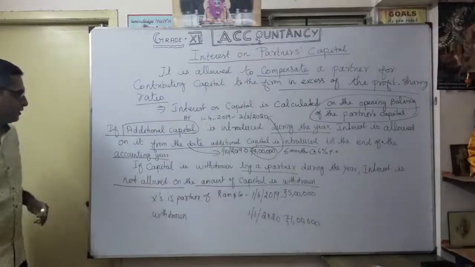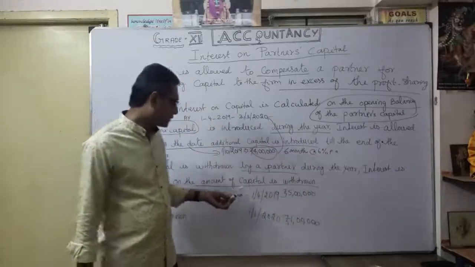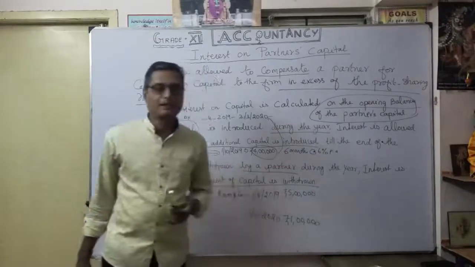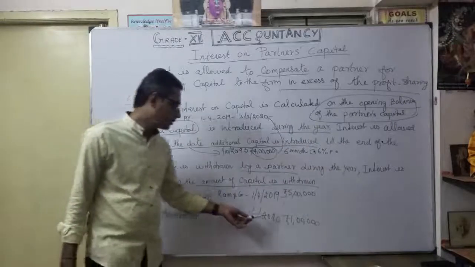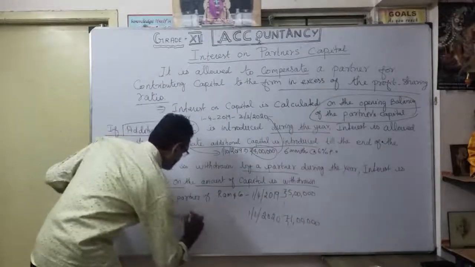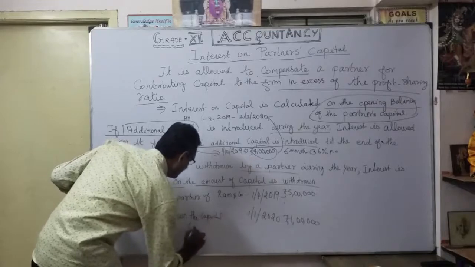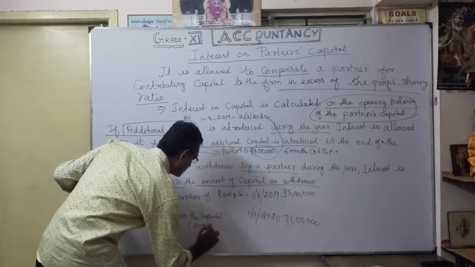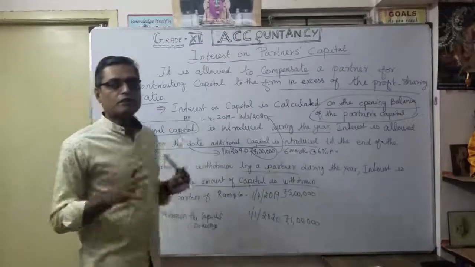So listen carefully. As a partner of Ram & Co, his opening balance on 1st April 2019 is 5 lakhs. During the year, on 1st January 2020, he withdrew the capital. This is nothing but what we can say, drawings. So how are we going to calculate interest on capital?